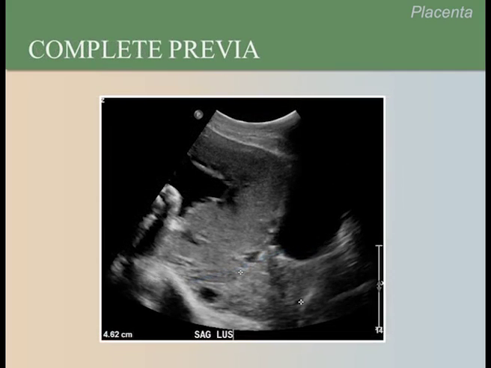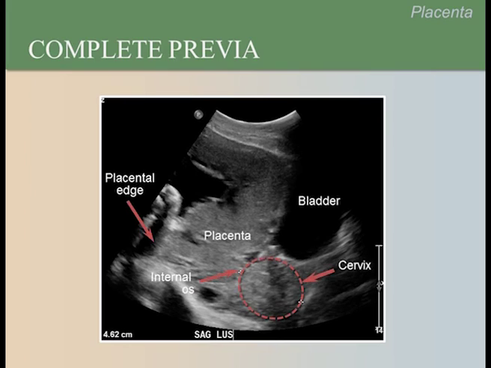This is an image of a complete previa. Can you identify the placental edge and the internal os? Please pause the video now to ask a volunteer to point out these structures. Here we have labeled the structures to make them more obvious.